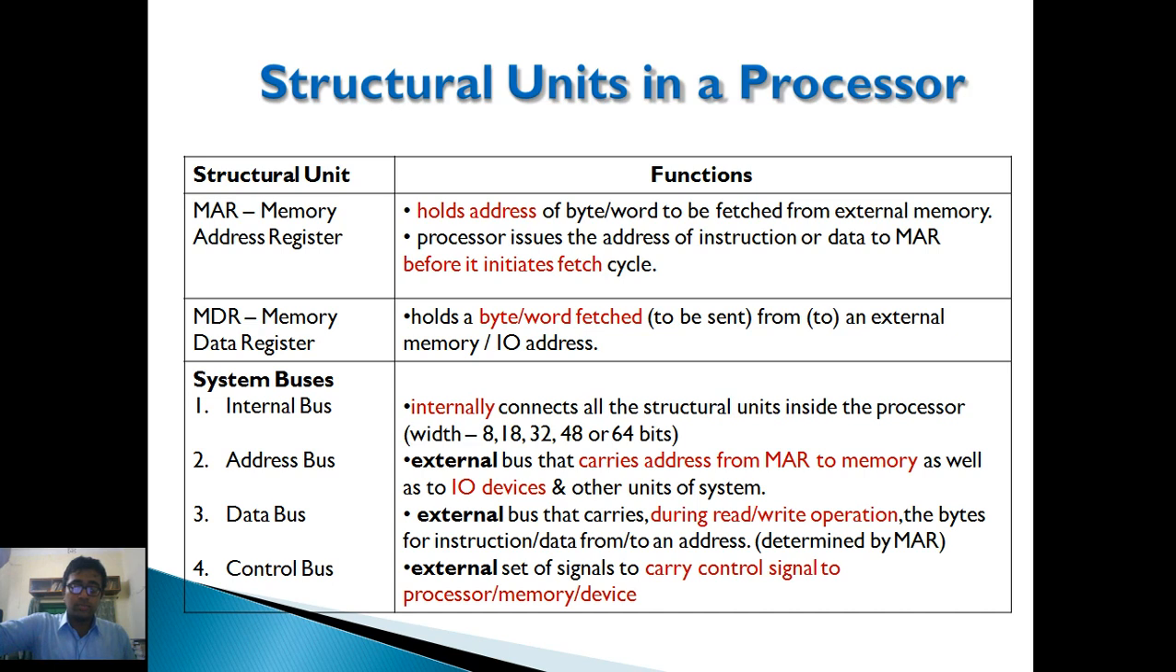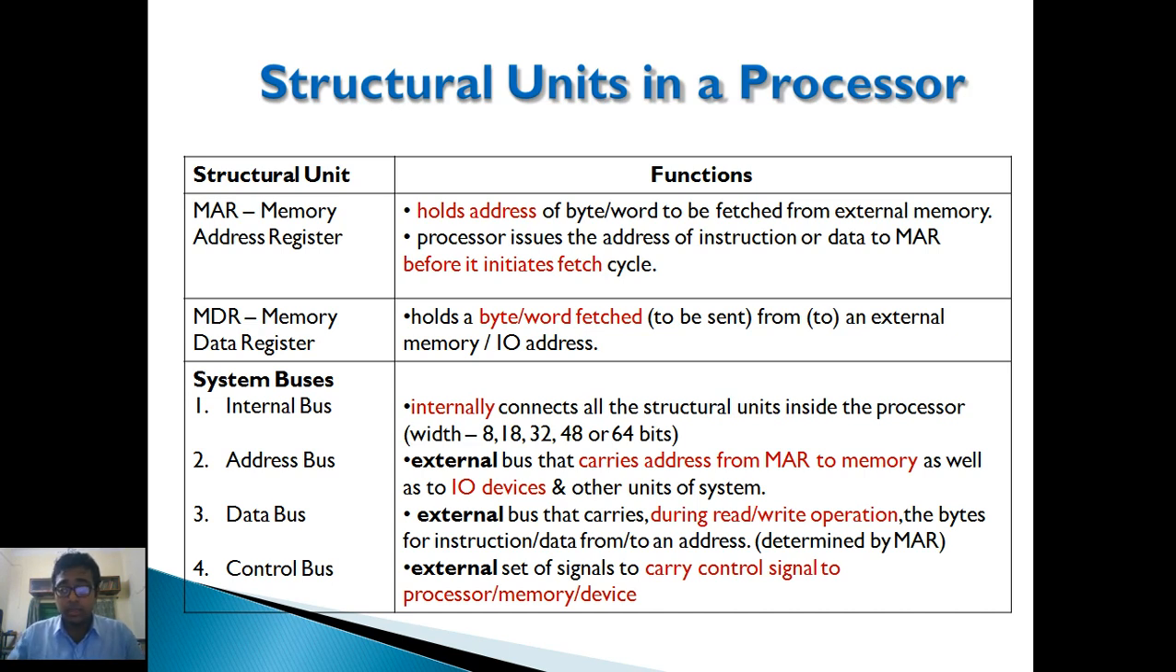Above it there is the microprocessor, and below that specific line there is a DSP and other components. That is the internal bus, which has been drawn in a picture in 3D format. The internal bus internally connects all the structural units inside the processor.